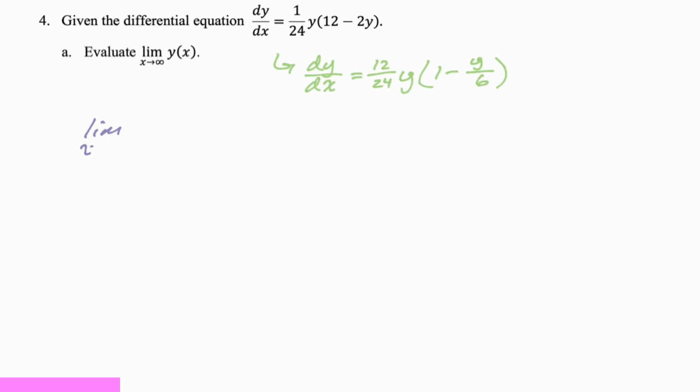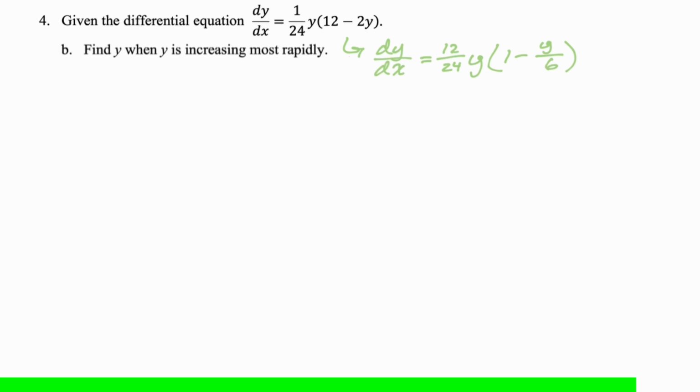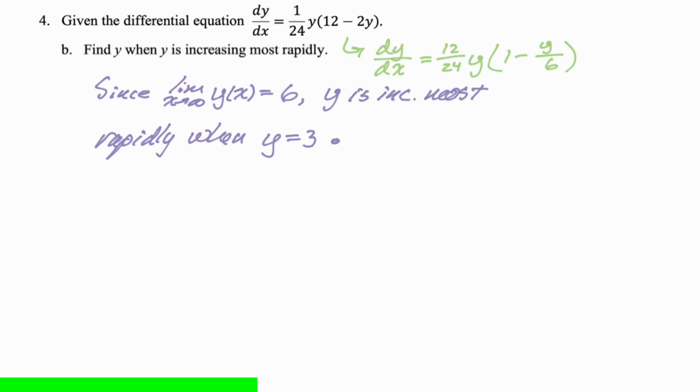When we're looking for the limit as x approaches infinity of y of x, once it's written the way we like it, the thing that's underneath this y is our limit. So that's just going to be 6. So that's our first answer. Let's look at the next part. We want to find y when y is increasing most rapidly. That's going to be at half of the limit. So since the limit is 6, y is going to be increasing most rapidly when y is equal to 3. That's all there is to this. There's not a lot.